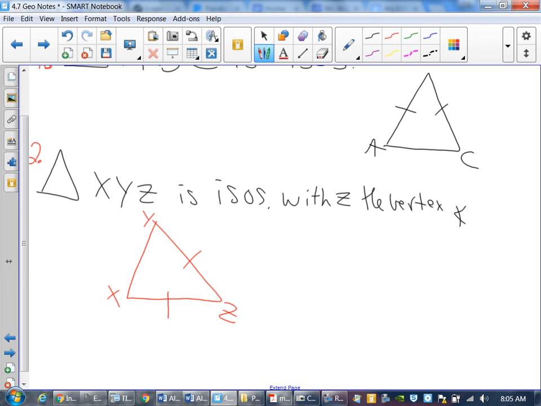It tells you that this is the vertex angle, which means the sides that create it are the ones that are congruent. So if it tells you, you have to move your sides around. If it doesn't tell you, you can assume that it's the middle letter. It's a very subtle little trick that they do on these types of problems. Okay? Does that make sense?